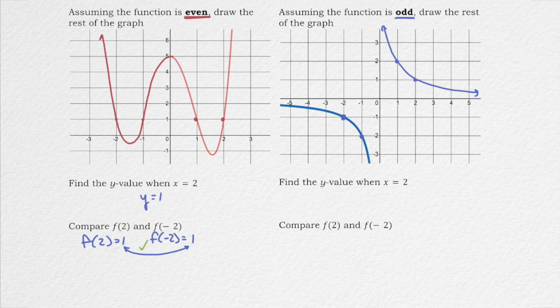For the odd example though, if I look at the y value when x equals 2, that's right here, so the y value is 1. So f of 2 equals 1, and if I look at the other side, f of negative 2, that's on the left side of the graph, that's here where y equals negative 1. Since when I plug in opposite x values, I end up with opposite y values, that verifies that this thing is an odd function.